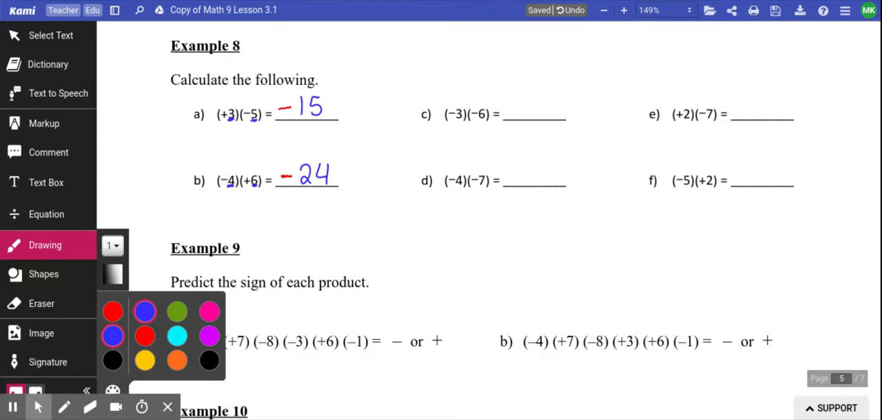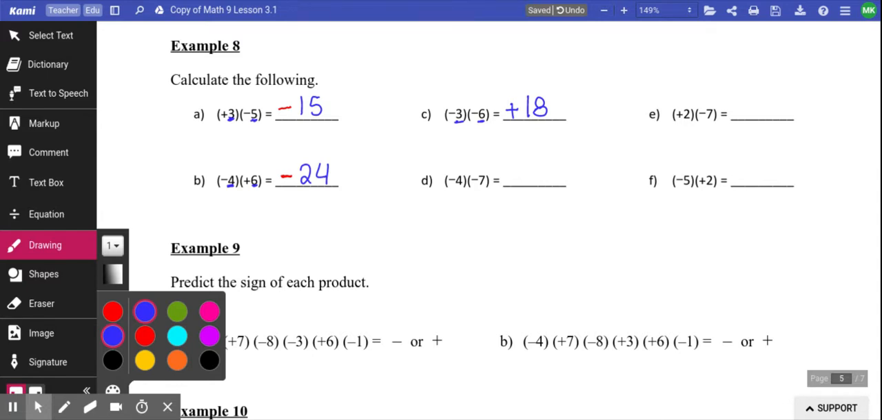If you look at C, is C going to be positive or negative, Brax? Yeah. Two negatives will make a positive, right? That's what you were looking at last time. Yeah, my bad. So I know I'm going to have a positive answer. Then I do the numbers. 3 times 6. 3 times 6 is 18 because 6, 12, 18.